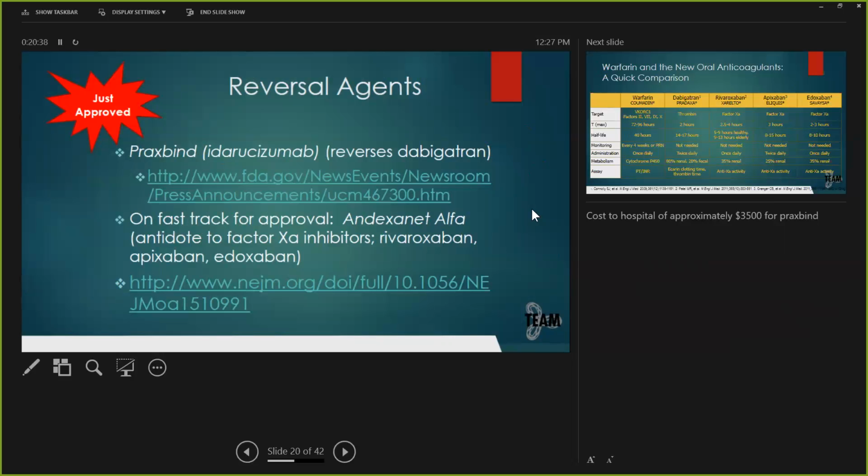And as I said, we could use dabigatran or Pradaxa, but it's very expensive, especially for our elderly patients who have Medicare and Medicaid. They can't afford this. I have tried and have a very hard time. I hope once they lower the prices, it would be much more affordable.